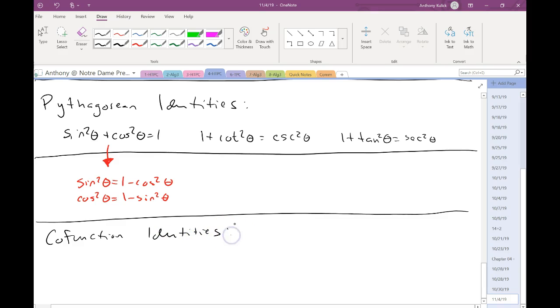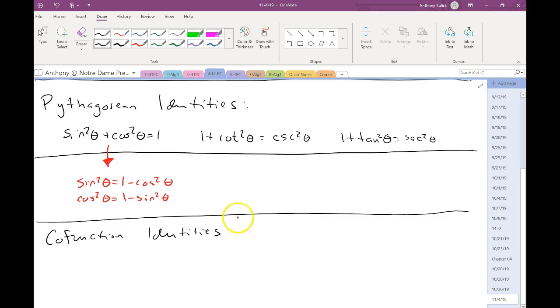All right. The next ones are called the cofunction identities. So you guys have recognized so far that we have sine and cosine. We have secant and cosecant. We have tangent and cotangent. Has anybody figured out what the co stands for?